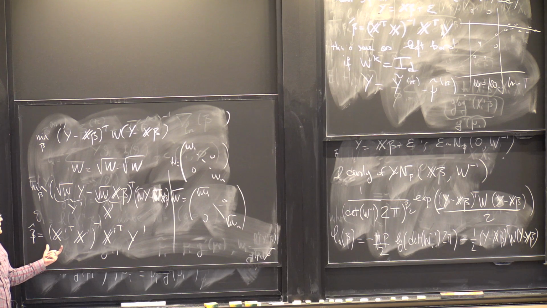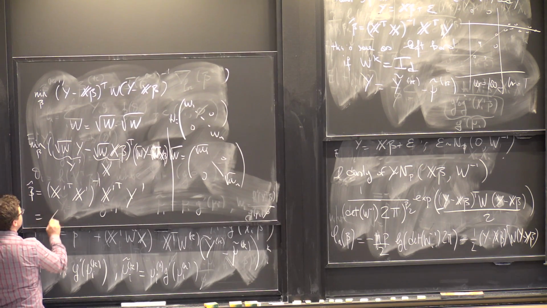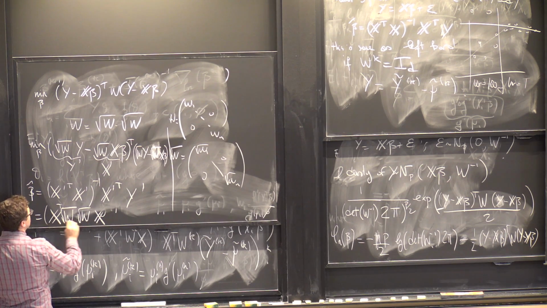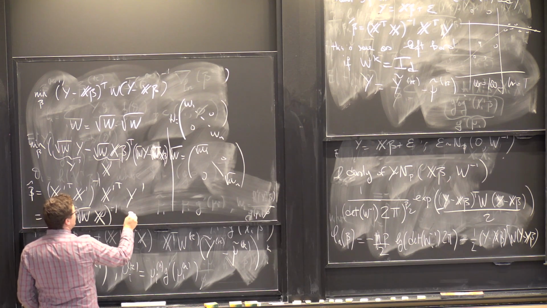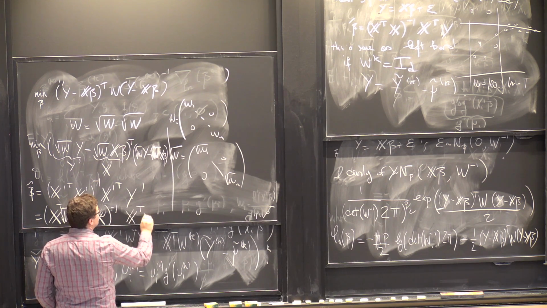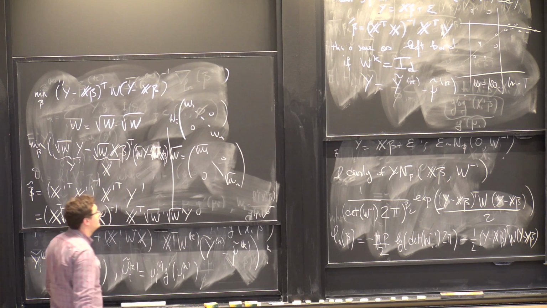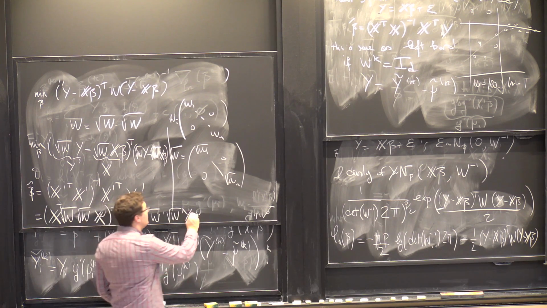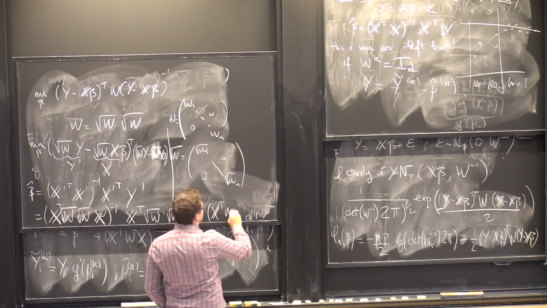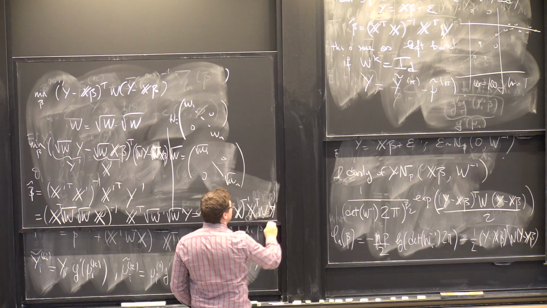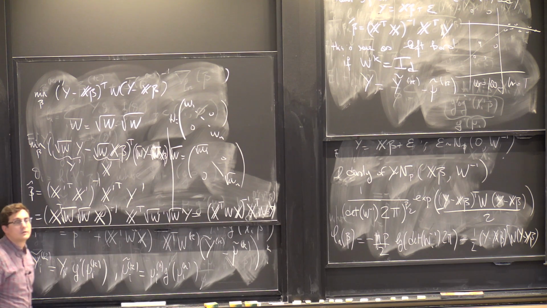And now I'm just going to substitute again what my x prime is in terms of x and what my y prime is in terms of y. And that gives me exactly (x transpose square root w square root w x) inverse, and then I have x transpose square root w for this guy, and then I have square root w y for that guy. And that's exactly what I wanted. I'm left with (x transpose w x) inverse x transpose w y. Okay?